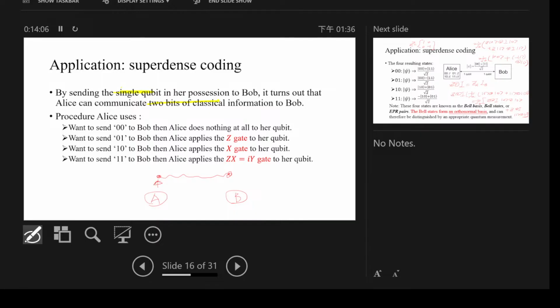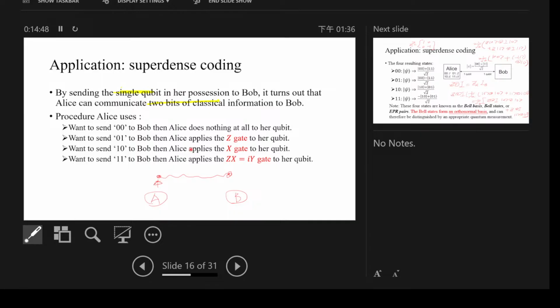So there are 4 possible messages to send, and there are 4 possible things that Alice will do. If the message is 0,0, then Alice just does nothing. If the message is 0,1, then she will apply a Z gate on this qubit. If the message is 1,0, she will apply an X gate. And if the message is 1,1, then she will apply, I think, the X gate, then the Z gate. But it doesn't really matter if she applies the Z gate and then the X gate, then they get a global phase here. So they just get an extra -1 global phase.